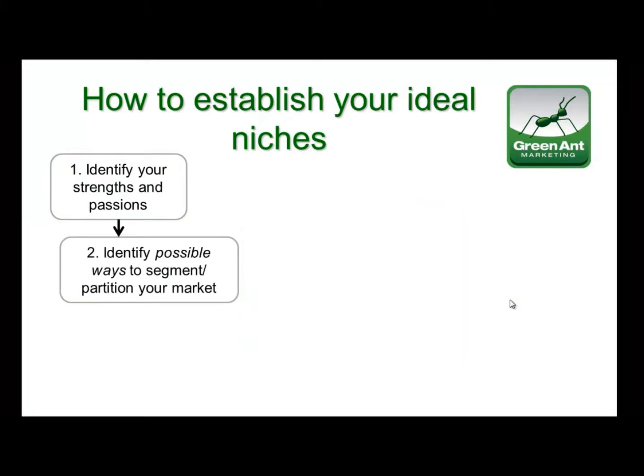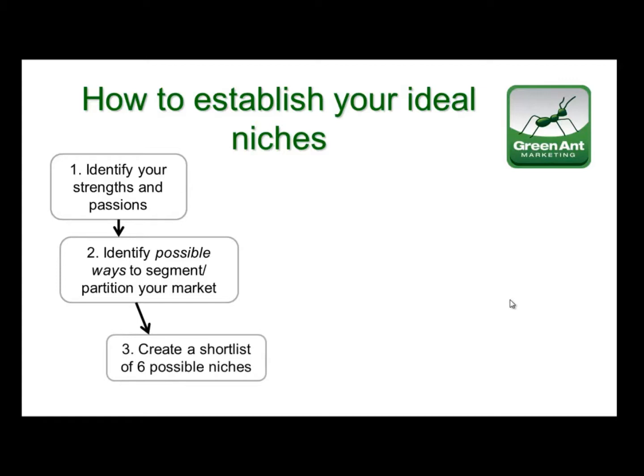Next thing is then to identify possible ways to segment or partition your market. So until now, I've spoken about a couple of ways. We've spoken about size of business is one way. I've spoken about distinct characteristics, i.e. golf players versus other distinct groups. So we'll work through the different ways in which you can segment. You can do it by geography, size of business, attributes, age of business, revenue of business. There's a few ways, and we're going to work through those. And from there, you actually want to end up creating a short list of 6 possible niches.